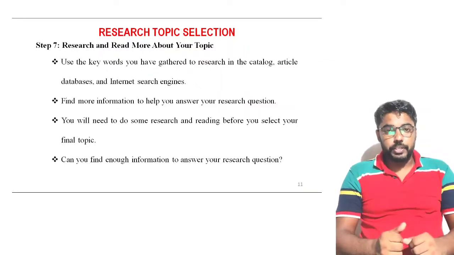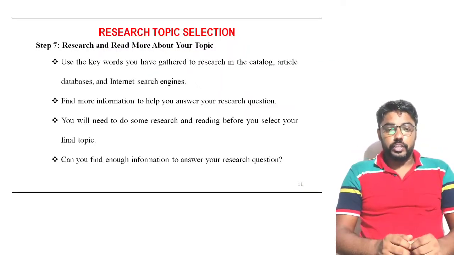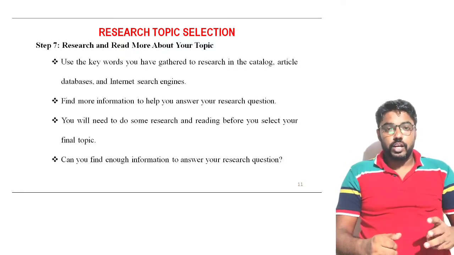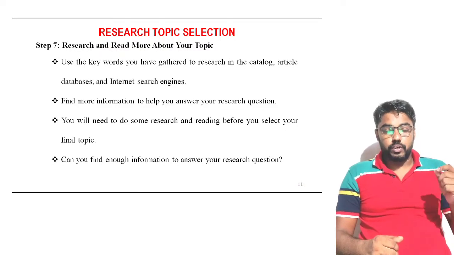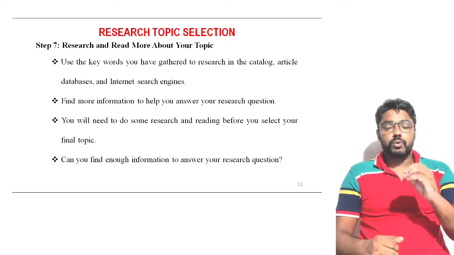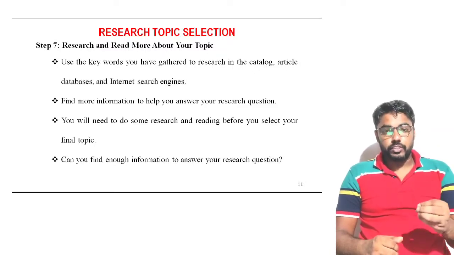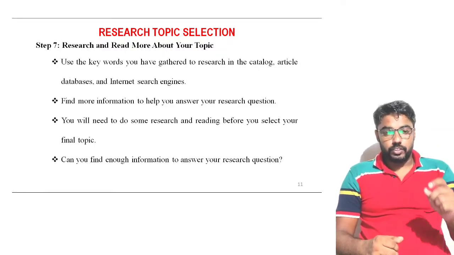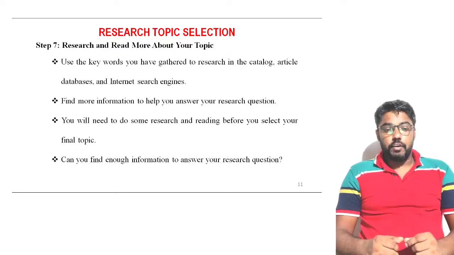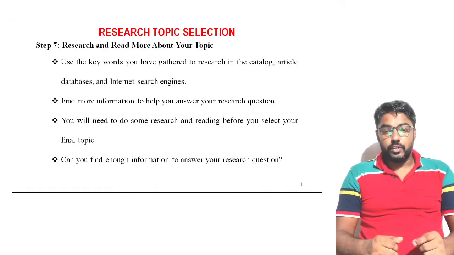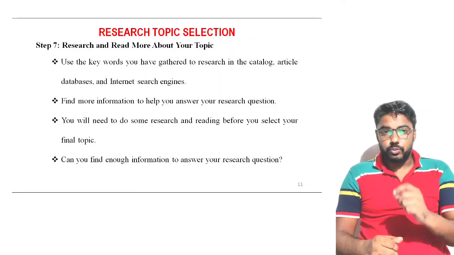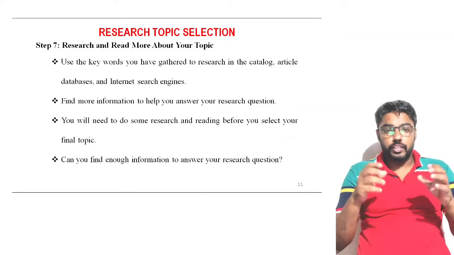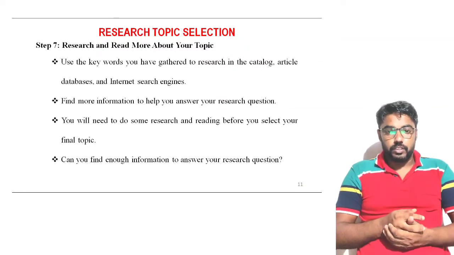We have already selected some keywords. Using those keywords, you search the internet, catalogs, articles, databases, and search engines to get more information and read more about it. Before you select your final topic, you have to do some research and reading to finalize your research topic. This is the 7th step: research and read more about your research topic. Find more information to help you answer your research question. That's why you have to research and read more about your research topic.